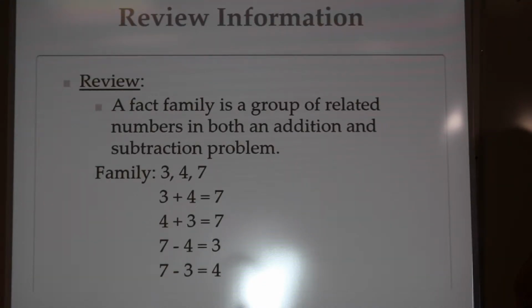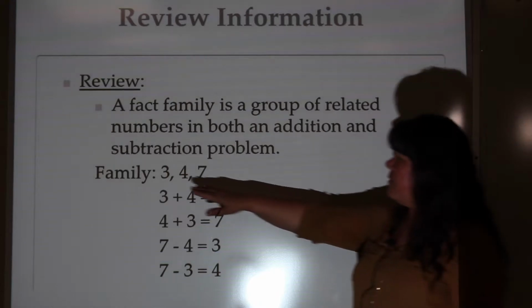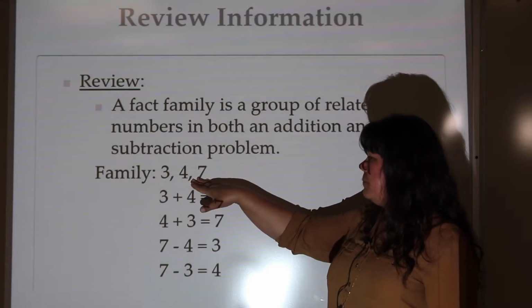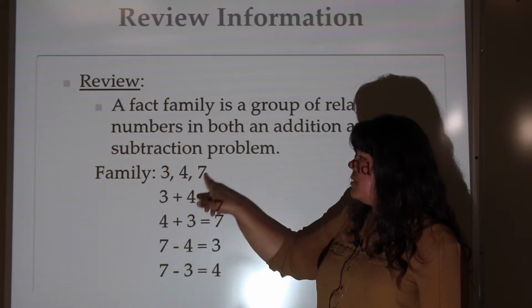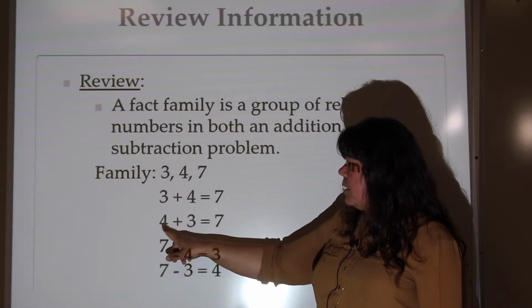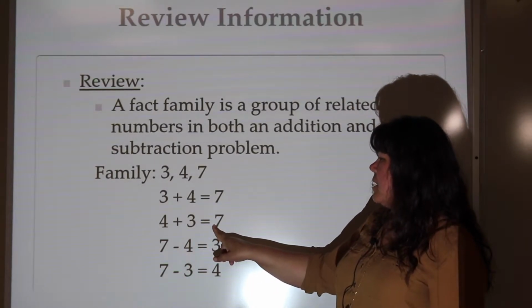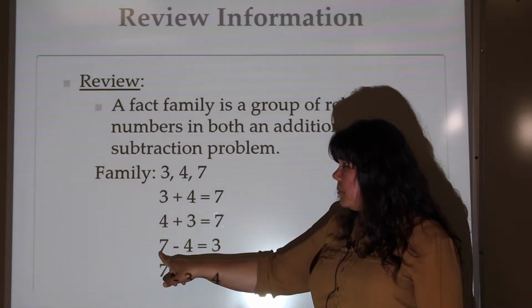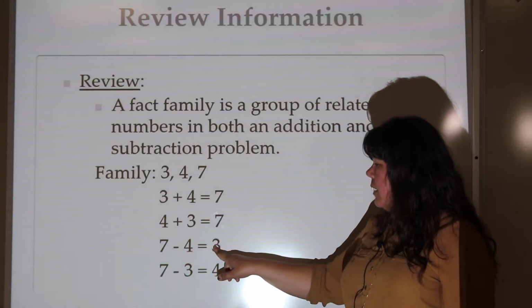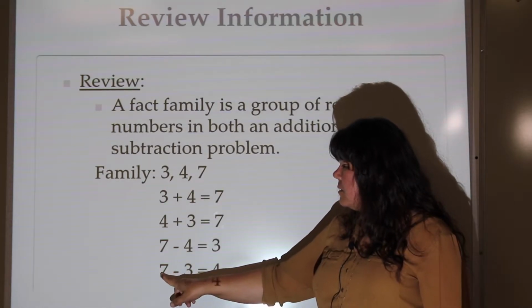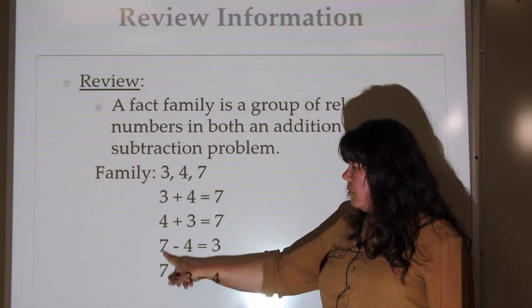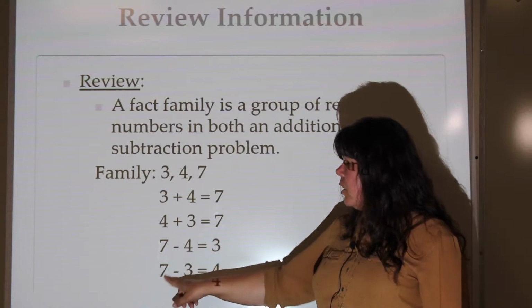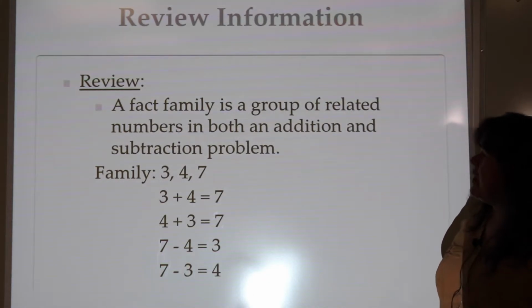A fact family. It's a group of related numbers in both addition and subtraction. So if I had the fact family of 3, 4, and 7, I can have 3 plus 4 equals 7. I'm only using these numbers. I can now switch this and have 4 plus 3, it still equals 7. And now I could take my bigger number and make a subtraction problem. 7 minus 4 equals 3. I'm only using these 3 numbers still. 7 minus 3 equals 4. Remember, you cannot start a subtraction with a 4 or a 3 here because it has to be the largest number. So this is called a fact family.